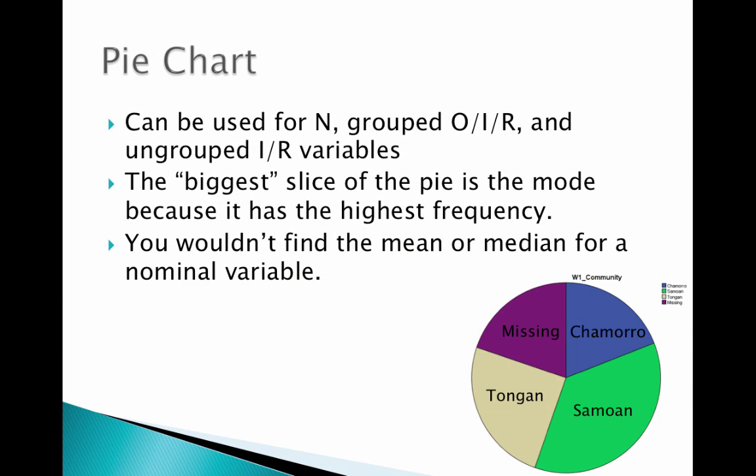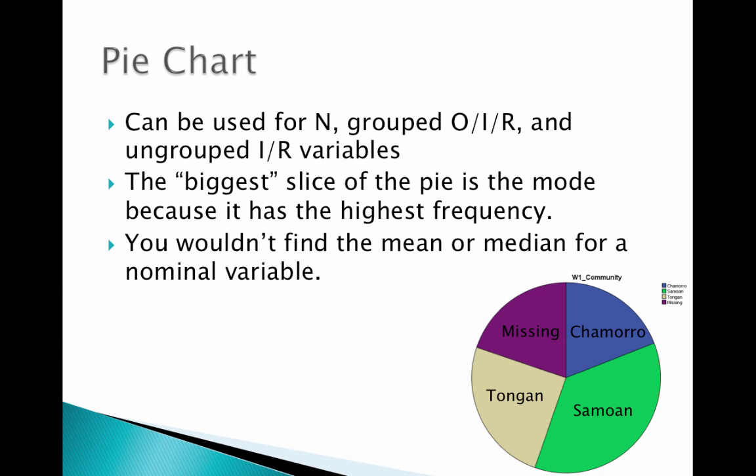Pie charts. With pie charts, we can use these for pretty much all levels of measurement: nominal, grouped ordinal, interval, ratio, and ungrouped interval ratio variables. And really what we're looking at in a pie chart is just the size of the slice. The biggest slice is going to be the mode, which has the biggest frequency. That's the most people that make up that sample. But one thing that we can't figure out from a pie chart is the median.